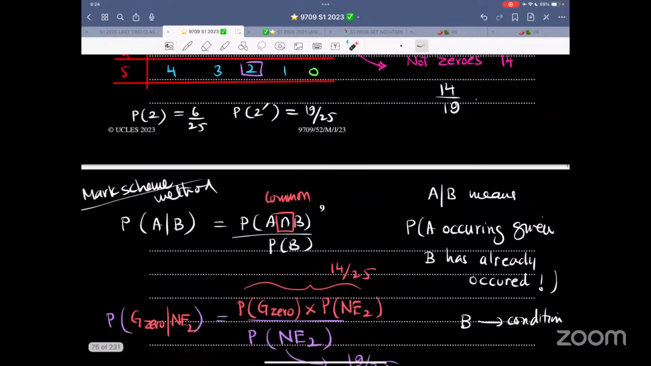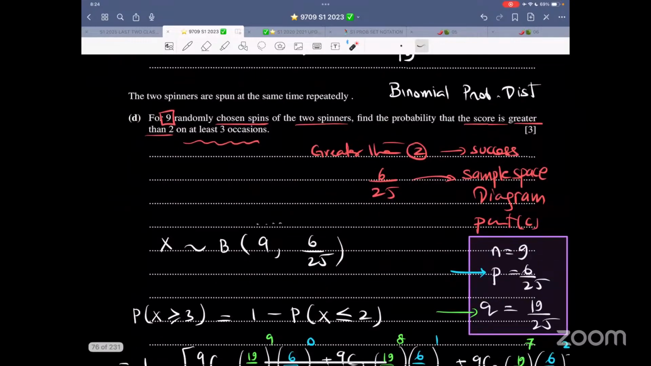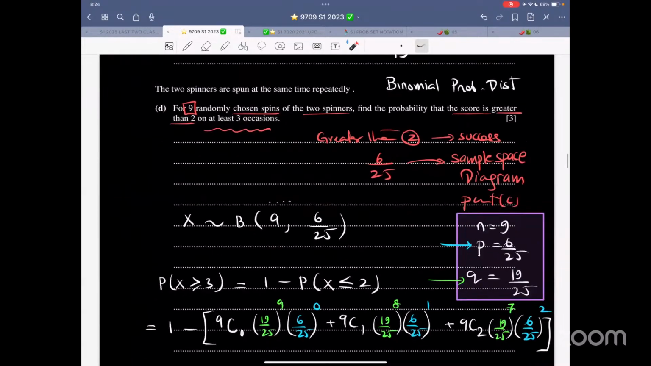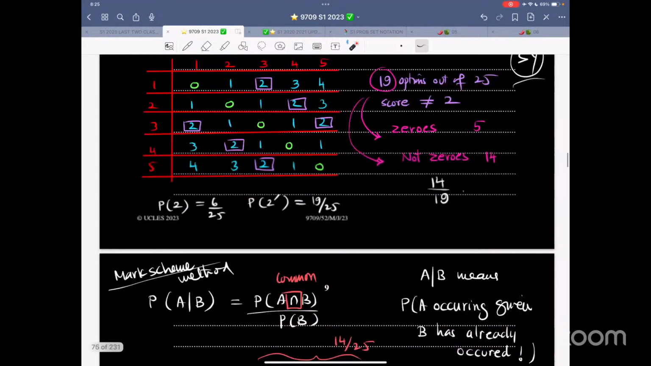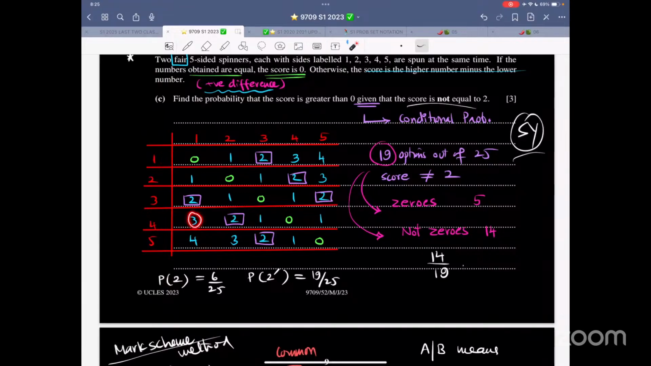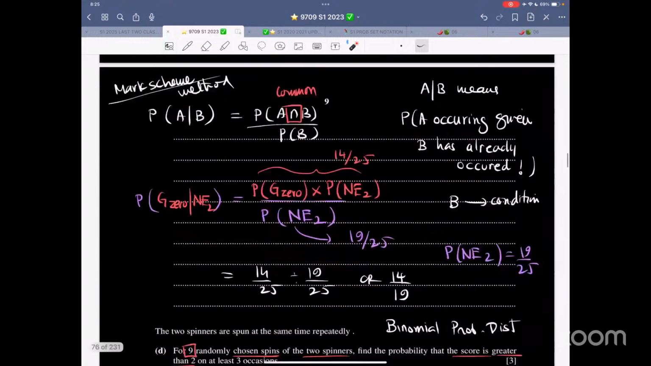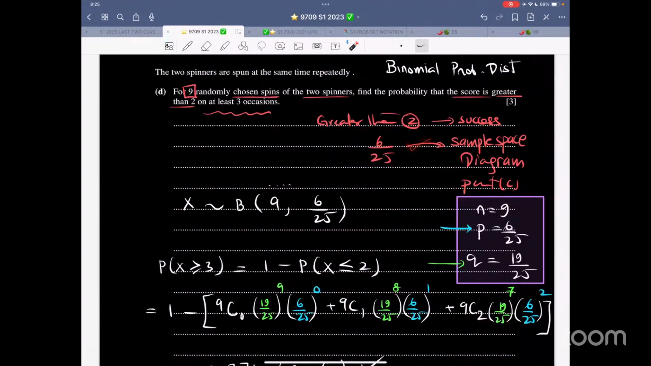Just focus on this. Now it says 2 spinners are spun at the same time repeatedly for 9 randomly chosen spins. So 9 is the number of trials. Find the probability the score is greater than 2 on at least 3 occasions. So greater than 2, that is your success. So greater than 2 is 1, 2, 3, 4, 5, 6. That's it. So the greater than 2 is 6 out of 25.